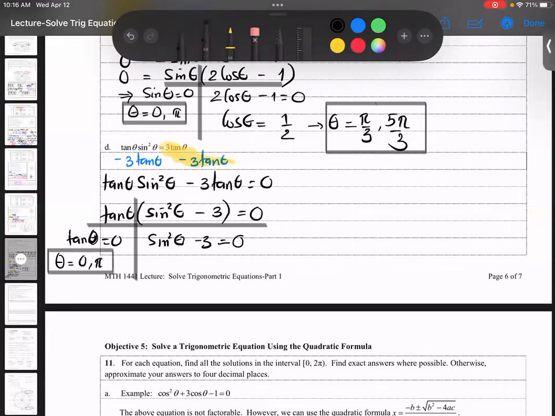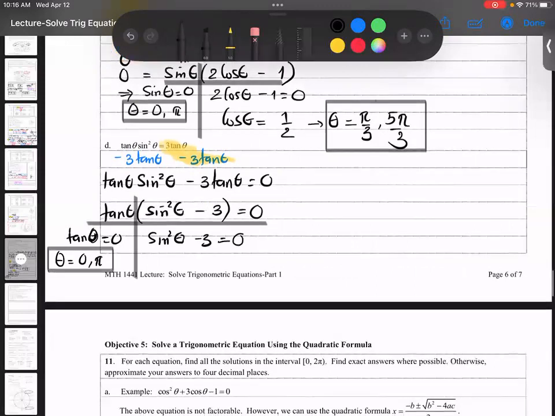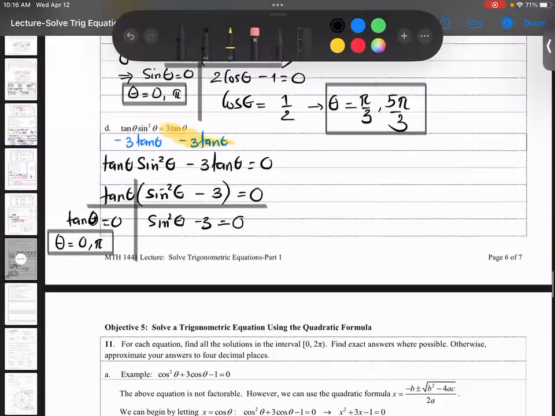What about sine squared theta minus 3? Well, you do what you usually do, right? Add 3, so sine squared theta equals 3. And then square root both sides. Don't forget plus and minus. So sine theta equals root 3, or sine theta equals minus root 3.